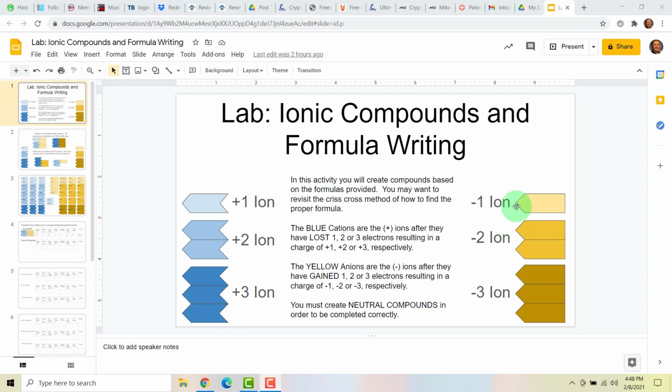And then we can also have some ions that are negative. Negative ions, again, are known as the anions. The positive ones are the cations. And so this one gained 1 electron, therefore it's -1. These gain 2, they have 2 points, -2. This one down here, the darker gold, gained 3 electrons, so it's -3.